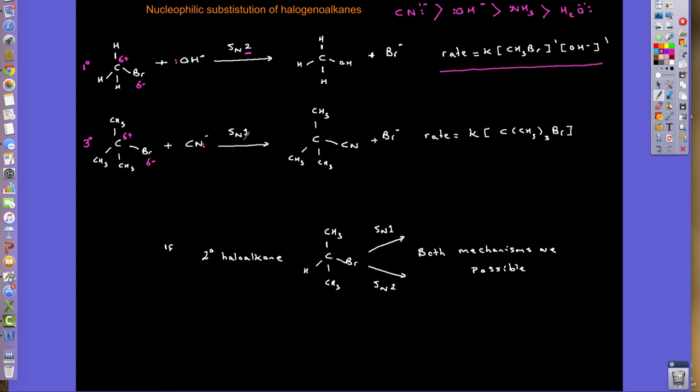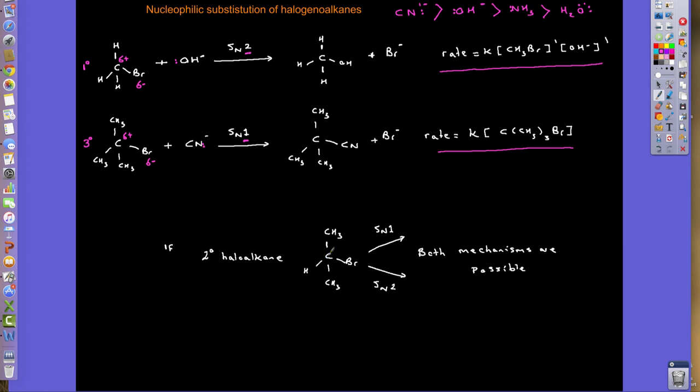We are going to look at the mechanism in future slides, but the 1 indicates the rate is only dependent on the halogen alkane. So no matter what you do to the concentration of the nucleophile, the rate doesn't go any faster or slower than what it is.